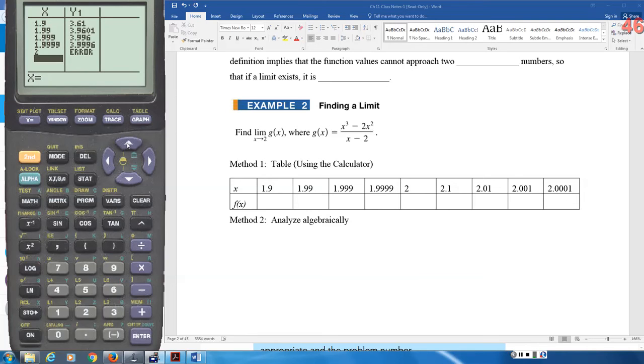then, oh wait, it gives me an error. Why did it give me an error when I entered in 2? Why is 2 giving me an error message? Because it's undefined. Why is it undefined? That's right. 2 cubed is 8. 2 squared is 4. 8 minus 2 times 4 is 8 minus 8, and that's 0 in the numerator. And 2 minus 2 is 0 in the denominator.